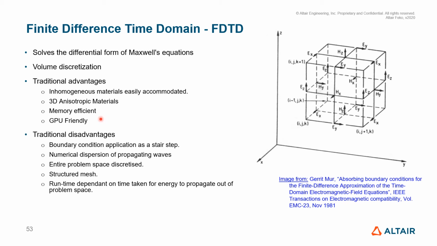So if you have a problem that fits well for FDTD, and if you have GPUs, this is the best way to go. But of course, it has other disadvantages. For example, it has a staircase approximation because of the cubic type of mesh you have to use. If you have highly curved surfaces, the mesh can look like a staircase. And there's a numerical dispersion like FEM, and you have to discretize the entire problem space. And of course, you have to use the air box to contain the radiation boundary condition. It is a structured mesh, which is another way to say it is meshed with cubes or voxels.